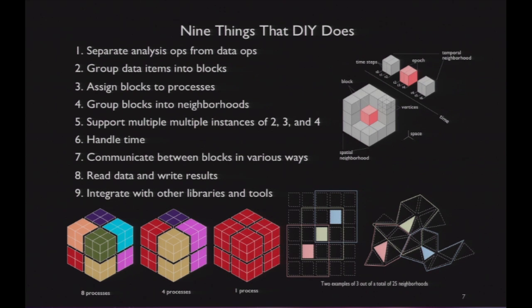And then we can have multiple instances of these things. We call them domains. That is, different decompositions into blocks and different groupings of blocks into neighborhoods, right? We can have multiple instances of that at the same time in DIY, and we can communicate between those instances. So sometimes one task you might want to do demands a particular decomposition, maybe nice blocks. A different task maybe runs better with a different decomposition, like slabs or pencils. You can maintain multiple instances of these at the same time in DIY.